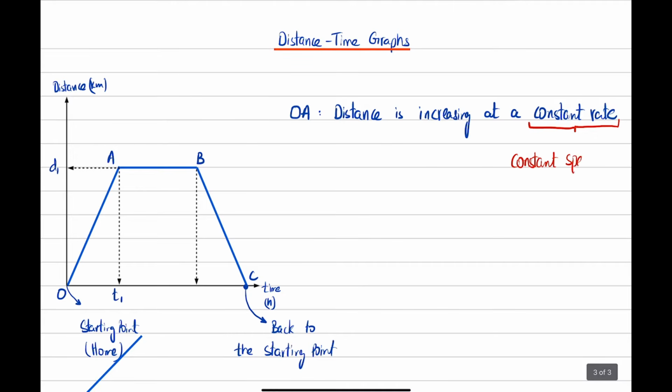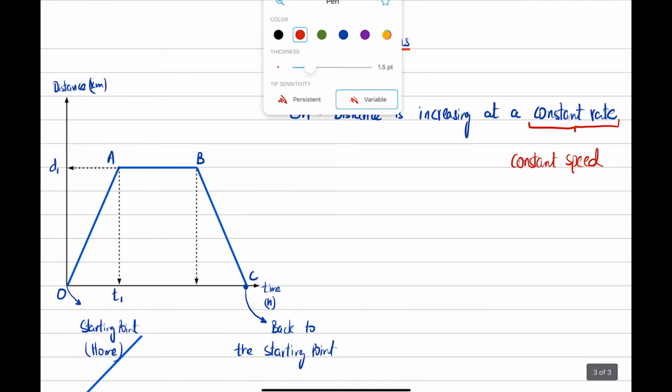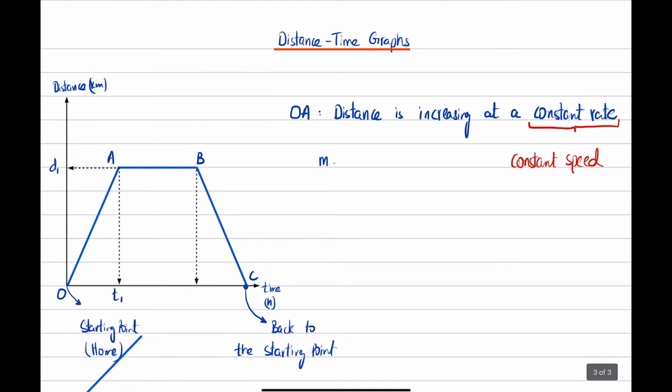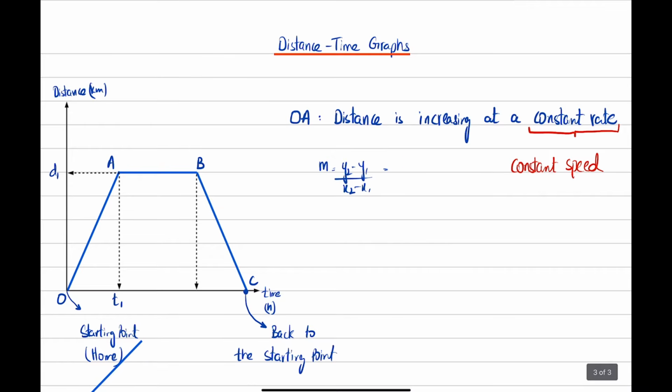Now notice what I said earlier: the gradient of a distance time graph gives speed. Now let's see why that is. What's the formula for calculating gradient? It's y2 minus y1 over x2 minus x1. Now in this case, what do we have on the y-axis? We have distance. So if I do y2 minus y1, I will have the change in distance.